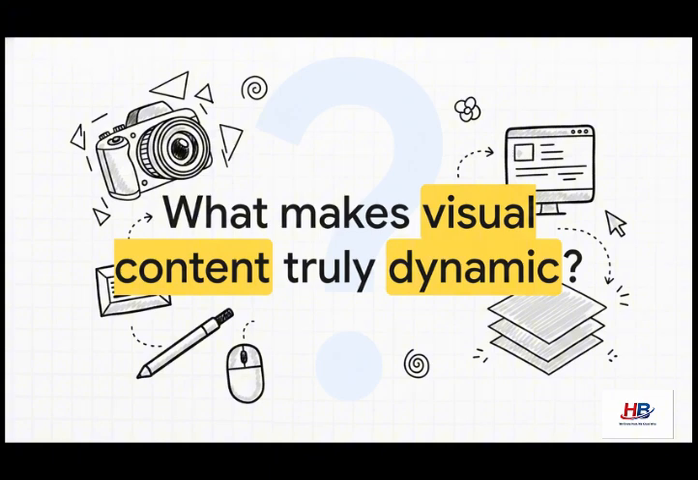So I want to pose this question directly to you right off the bat. What actually makes visual content truly dynamic? I mean, think about it. With thousands of hours of video dropping every single minute across all these platforms, is just hitting record on a camera really enough anymore? Or is there a multi-layered approach we need to actually hold human attention?